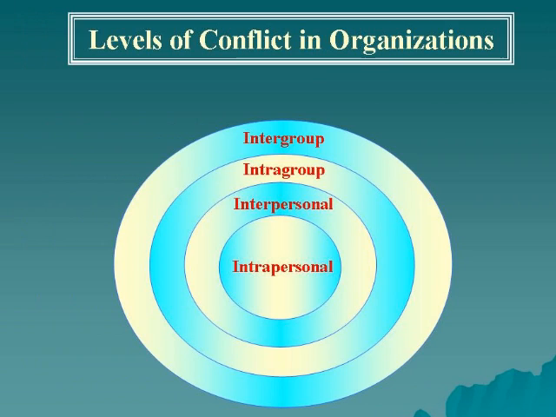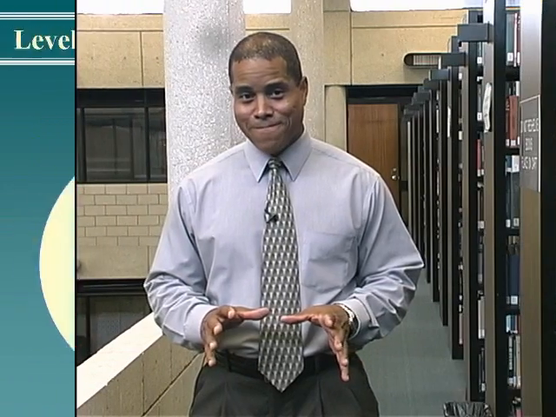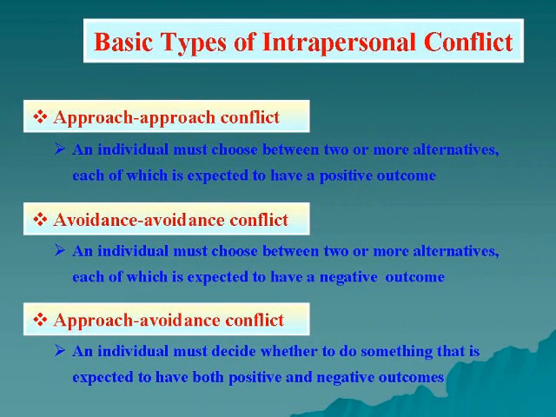Levels of conflict in organizations. There are 4 different levels if you think about it. You have the intergroup conflict, intra-group conflict, interpersonal conflict, and intrapersonal conflict. What do all those mean? Basic types of interpersonal conflict. You have the approach conflict, you have the avoidance conflict, and you have the approach-avoidance conflict.